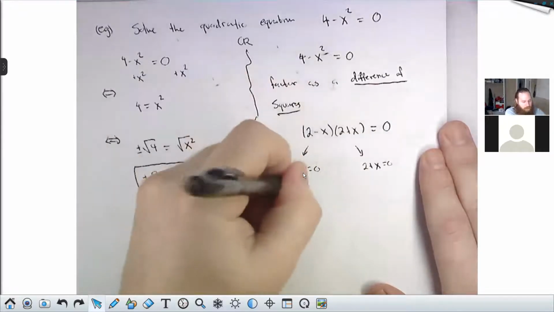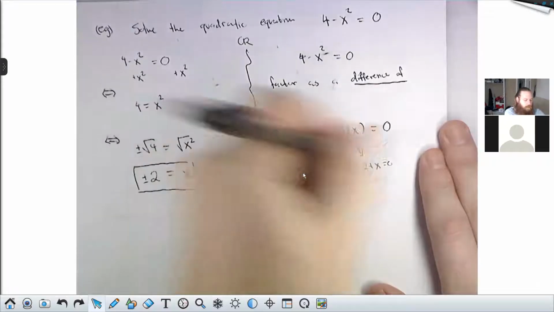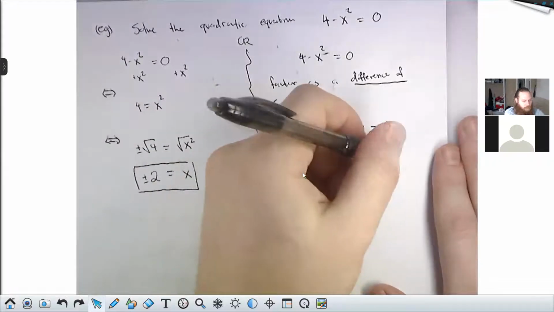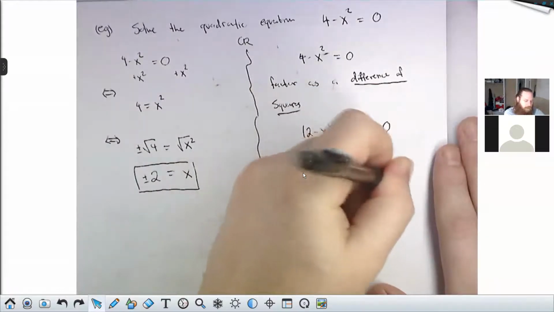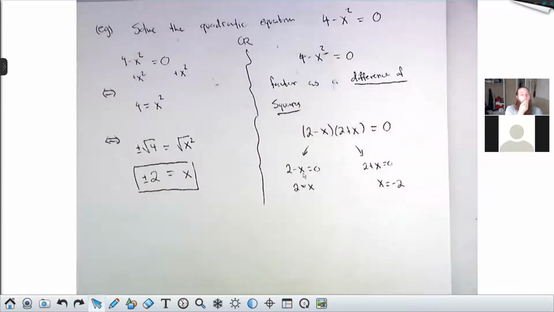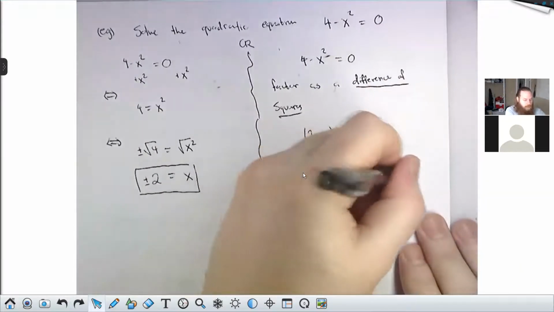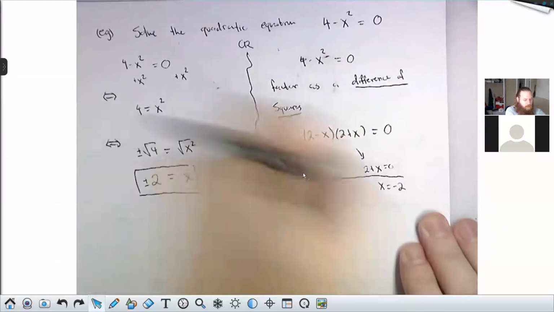Now, 2 minus x is equal to 0. You add x to both sides, get 2 equals x. 2 plus x equals 0. Subtract 2 from both sides, you get x equals negative 2. And you get the same solutions, right? You get x equals positive 2 and x equals negative 2 out as your solutions.